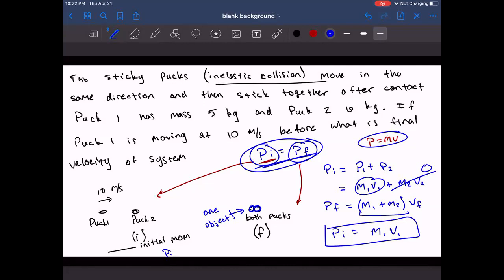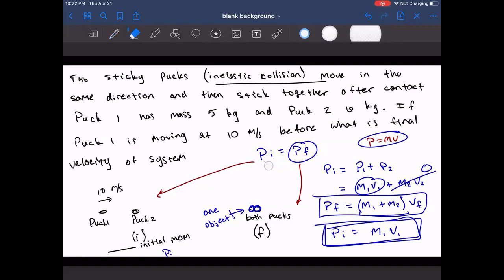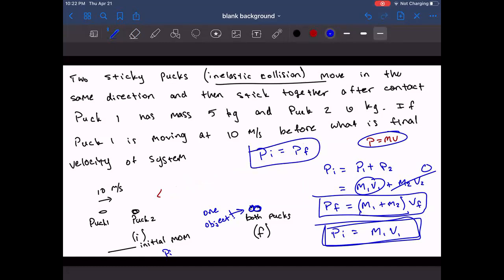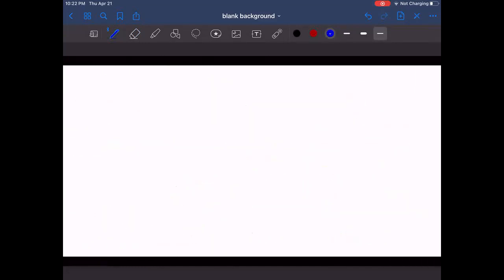And then, well, there's our final momentum of the system. There's our initial momentum of the system. And now you end with what you started with, which is the equation that governs it all. Definitely for inelastic collisions. We call that the equation for conservation of momentum, right?